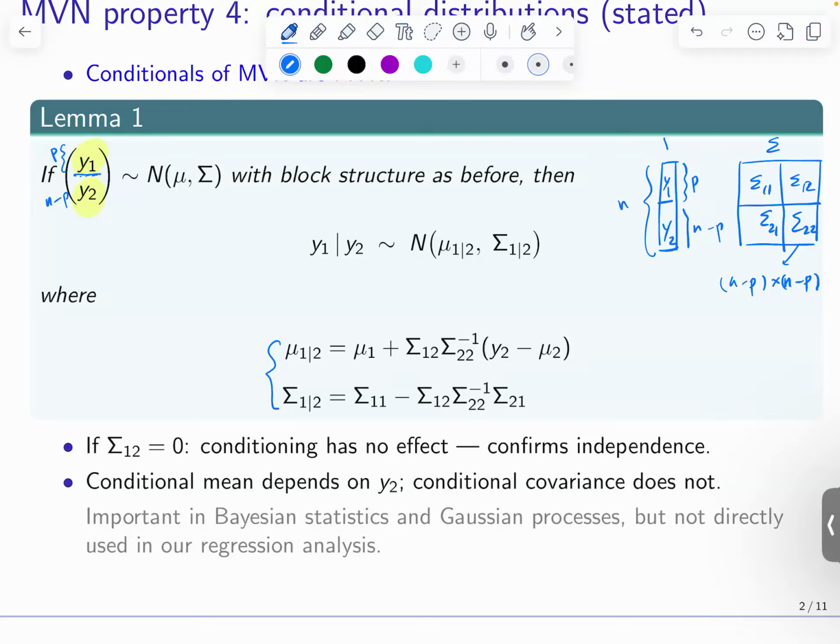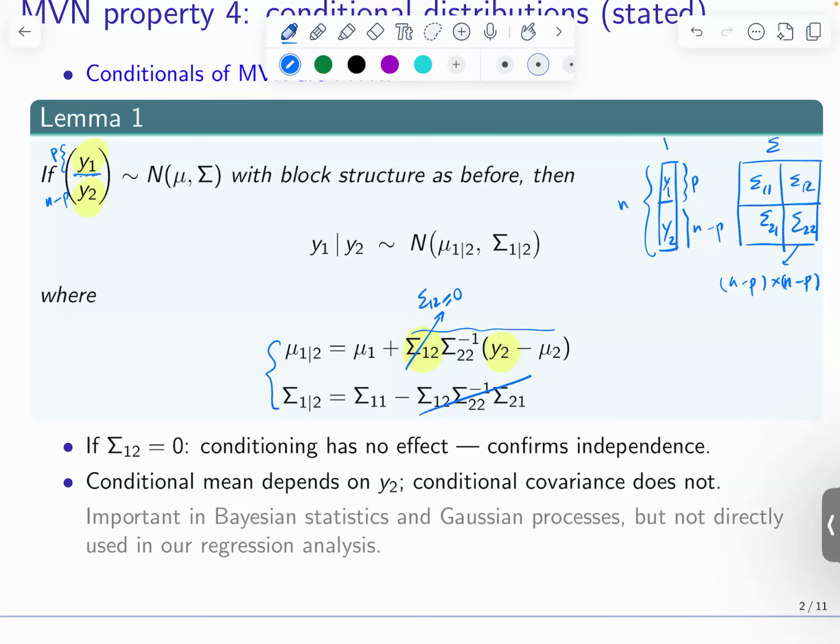In particular, for example, you can see that the conditional mean of y1 depends on y2. Okay, so this shows that in general, they're dependent variables. So in particular, if sigma 1,2 is not 0, then there is dependence, and so the conditional distribution changes, because the mean at least changes based on y2. So if the distribution of y1 given y2 changes as you vary y2, then they're dependent.